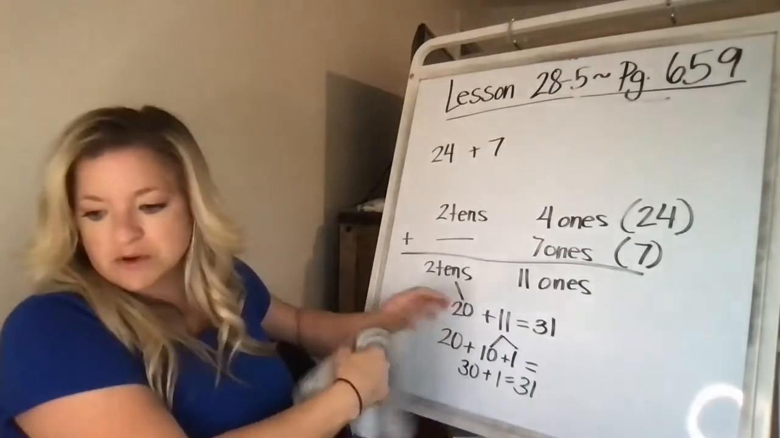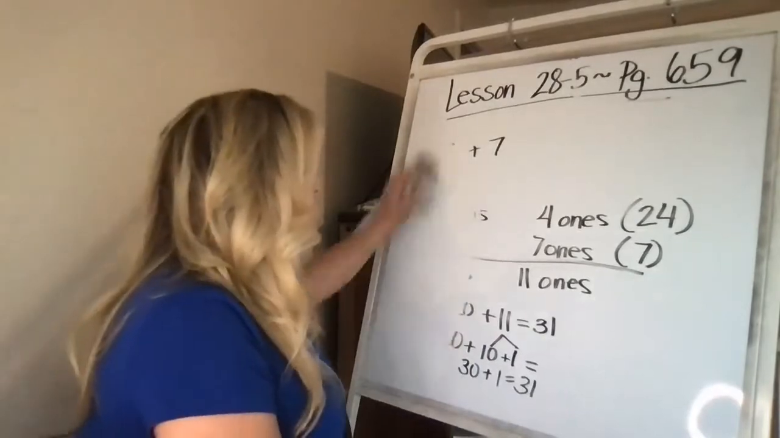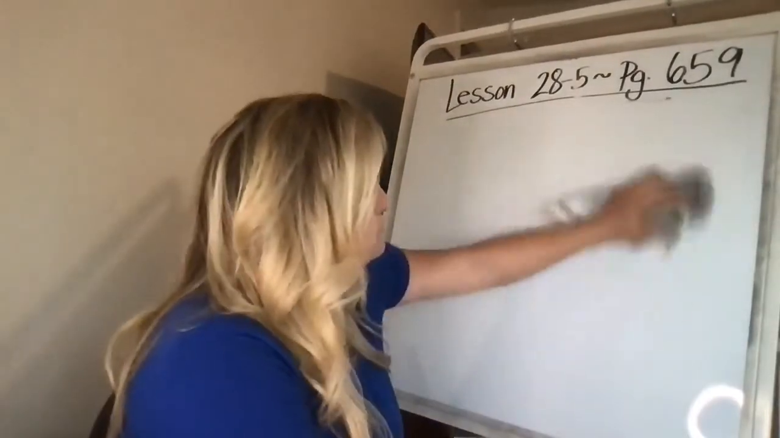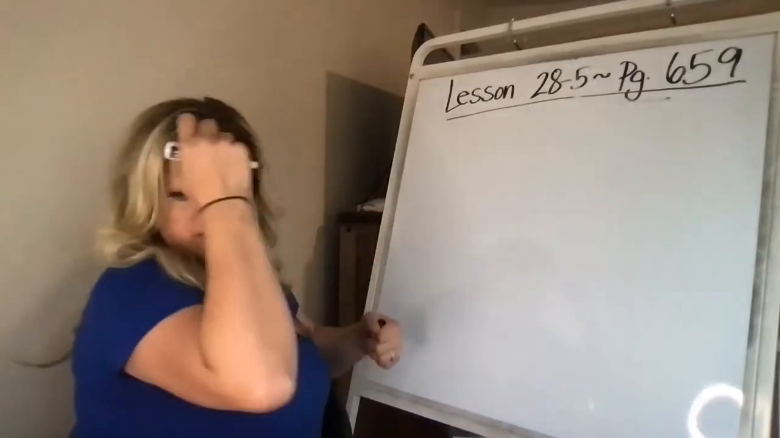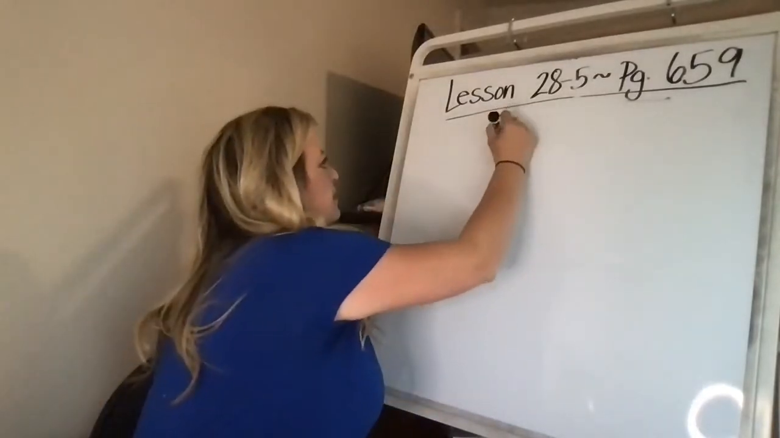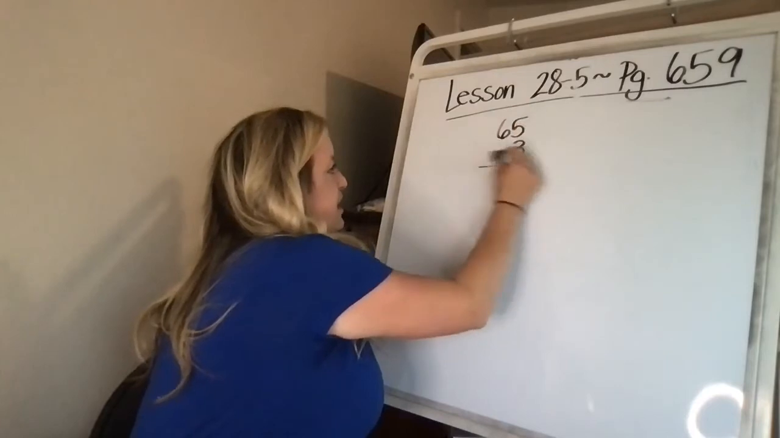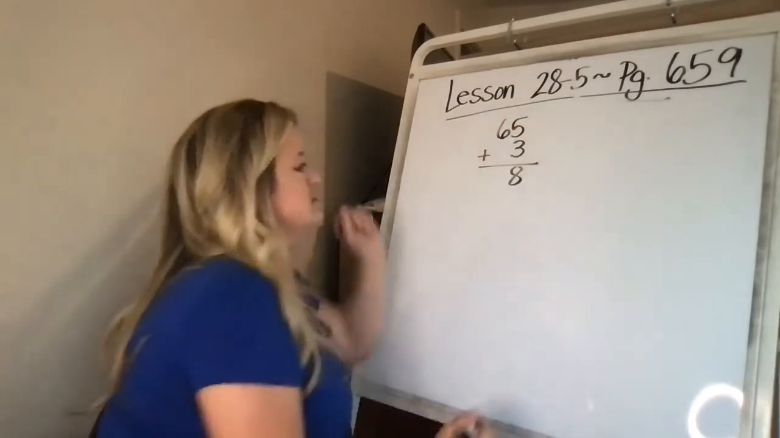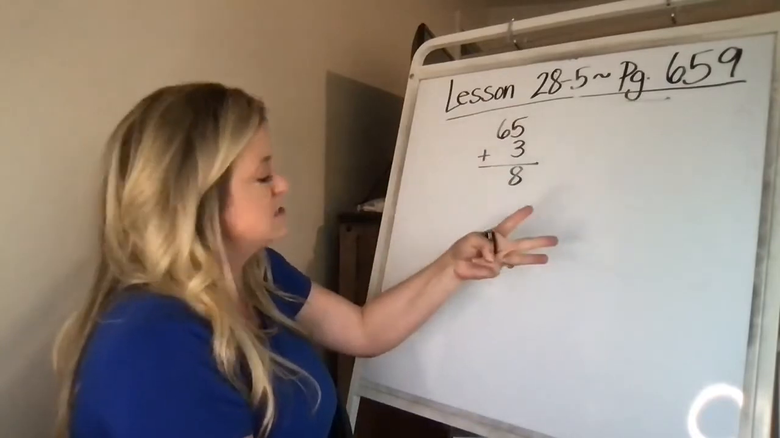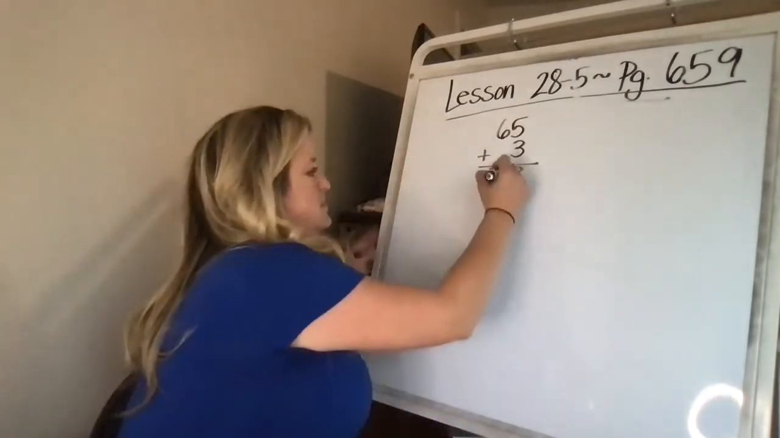Nice. That was number 3. Now we're going to do number 4. Number 4 is 65 plus 3. This one you could stack. You could say 5 plus 3 is 8. 5, 6, 7, 8. 6 plus 0 is 6.